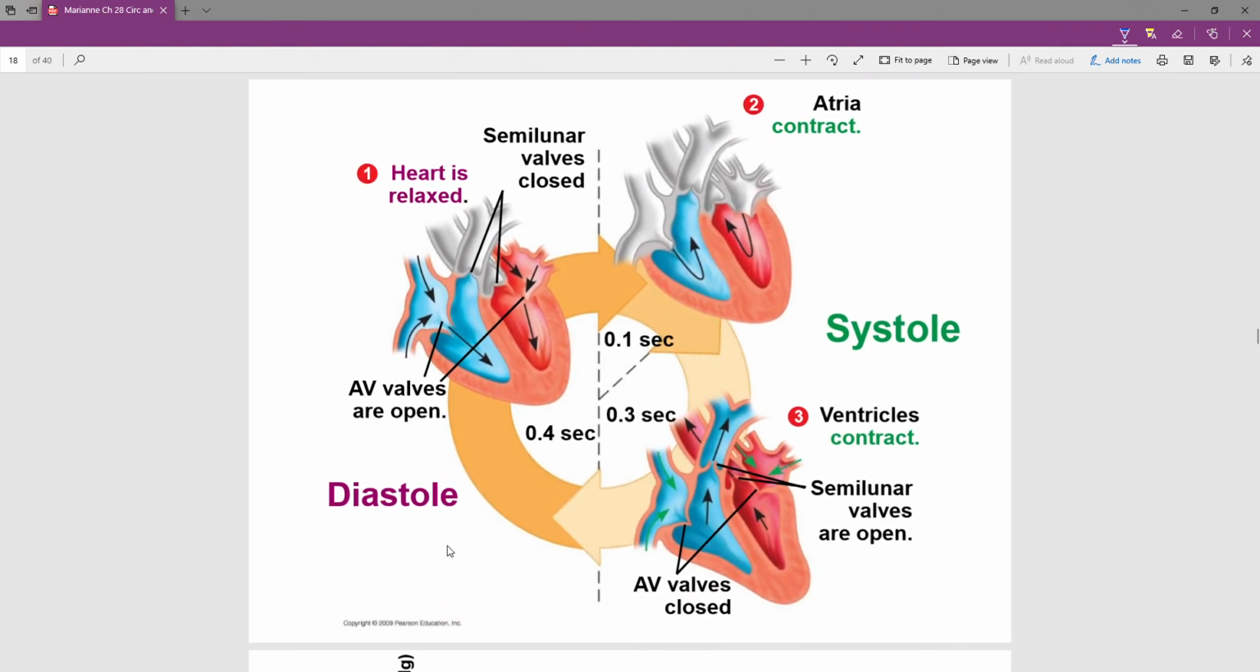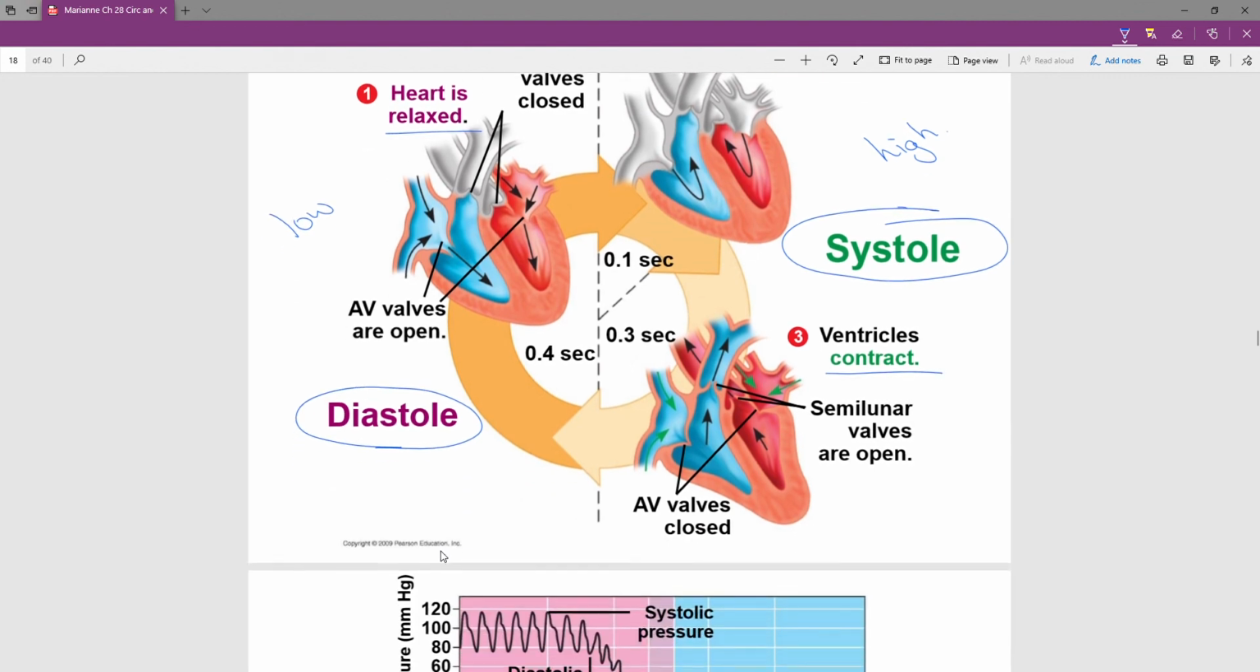This is an image trying to show you that the systolic pressure is the high one. It's when everything is contracting, right? And the diastolic pressure, or the diastole, is when the heart is relaxed. And so this would be the low pressure here. This would be high and that would be low. And we care about those two pressures because they're an indication of the health of your heart and all of the vessels that are in your body.